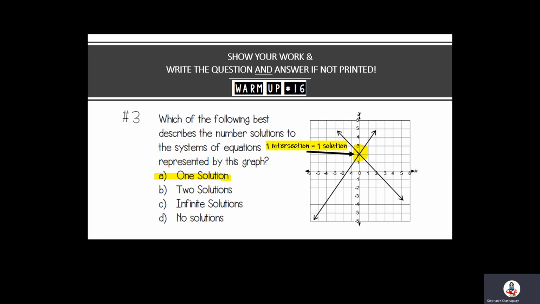There will be a question like this on the EOC, pretty much guaranteed. This will be your easiest question of the day. Make sure you get it right. All right, that's it for our bell work.